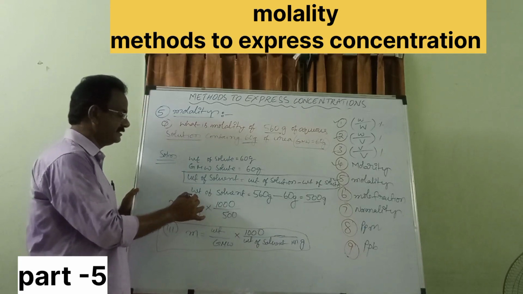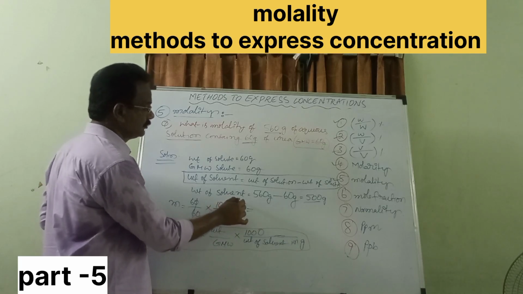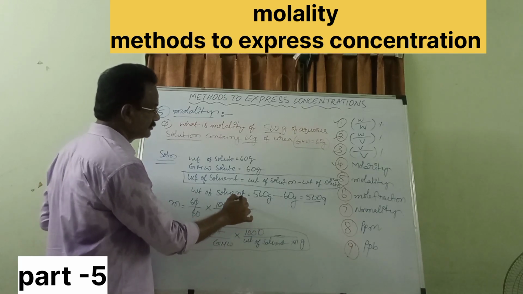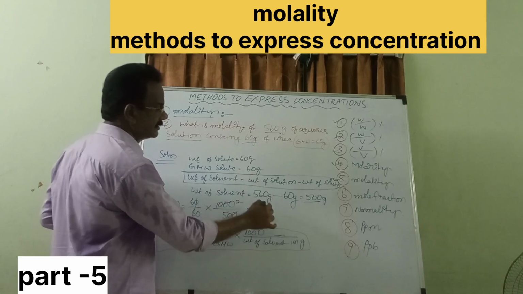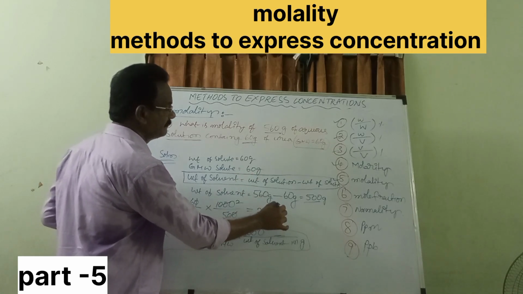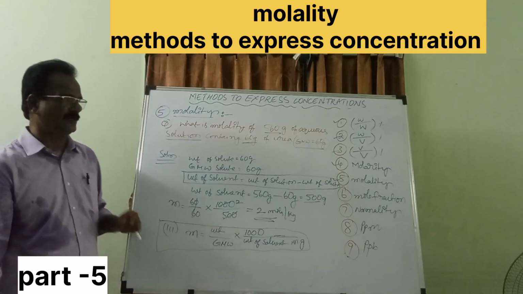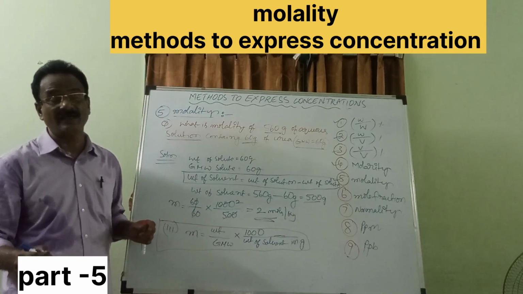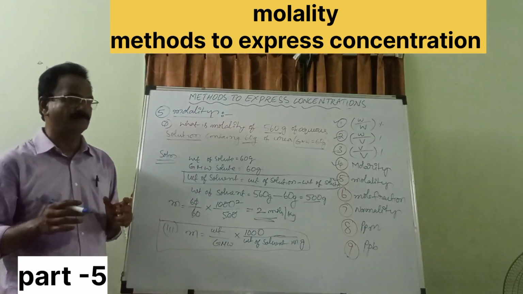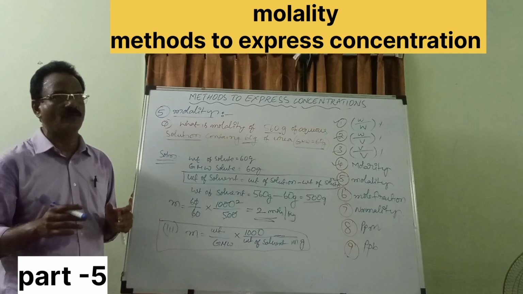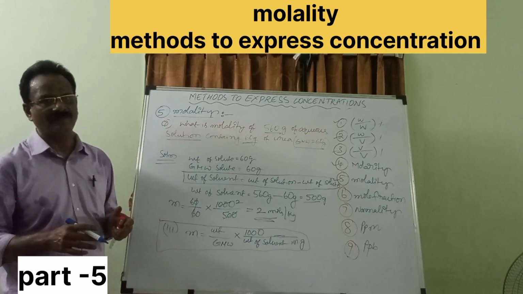Okay, these both will get cancelled. 500 into 2 is equal to 2. So the molality of the solution is 2. Okay, 2 moles per kg. This is the molality of the solution. Okay, so like this we have to observe carefully in the problem what they have given, whether it is solution or solvent. Okay.